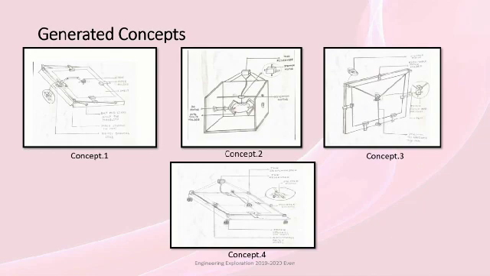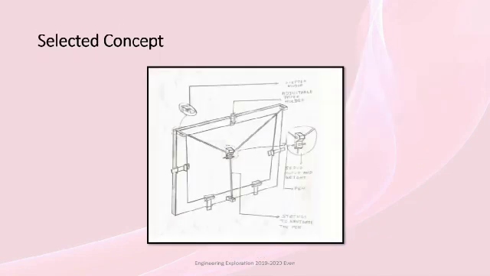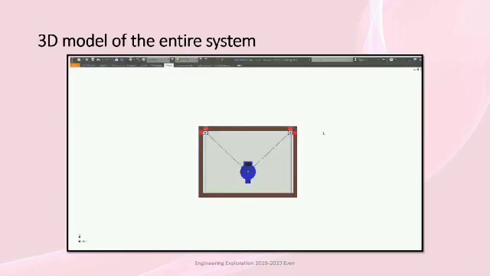So after seeing all these concepts, analyzing and calculating using Pugh chart, we came to a conclusion that we will go with concept 3. So the selected concept is concept 3, that is the vertical drawing board. So now we will see the 3D model of the entire system.